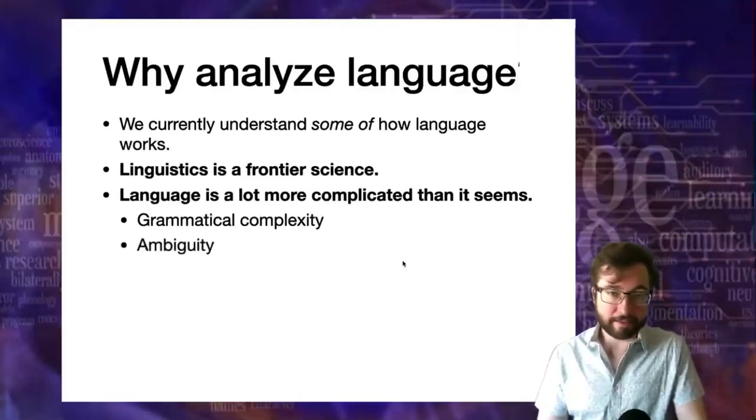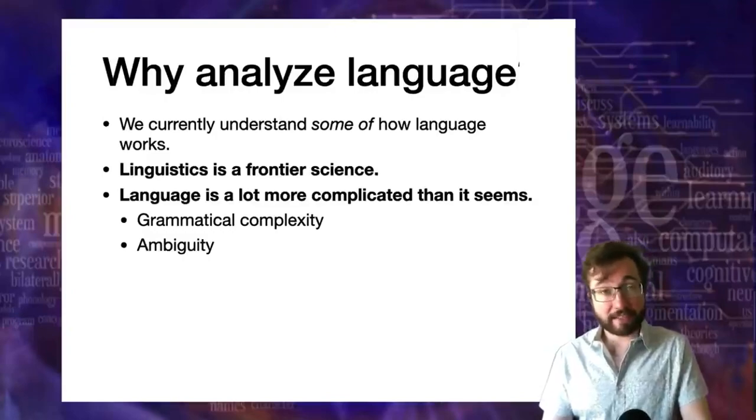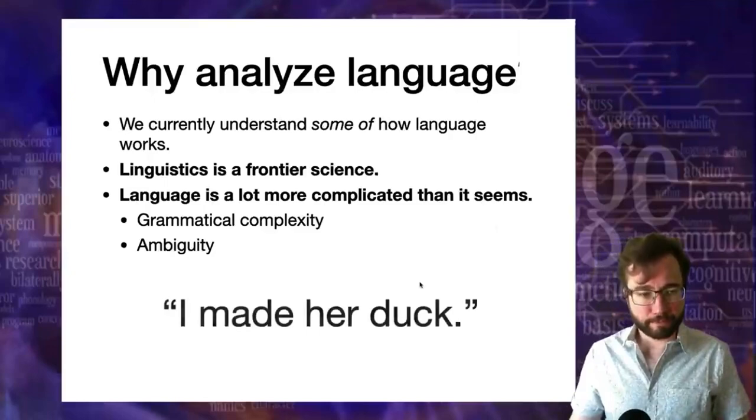One of these is the fact that human language is extraordinarily ambiguous. There's a great deal of ambiguity in language. So to give you an example of this, here's a sentence: I made her duck.